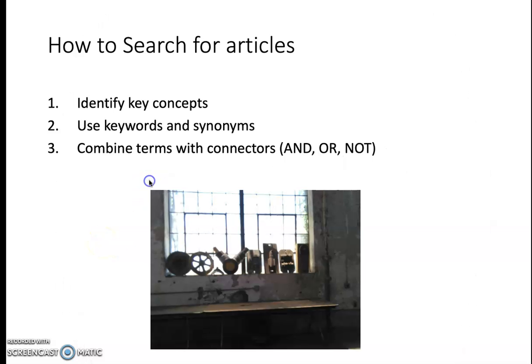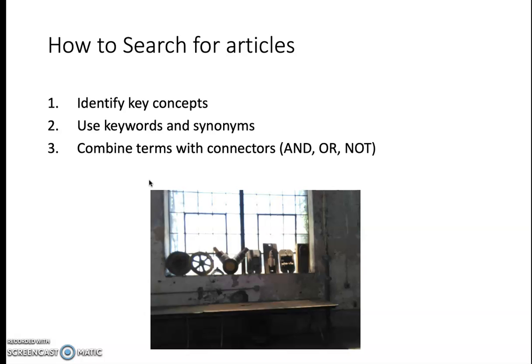Finding journal articles. There are 3 steps to finding journal articles. First, you identify the main ideas of your research question or topic. Your main ideas means, when you retrieve articles, what topics do you want to make sure your article covers? You can also call that your key concepts.